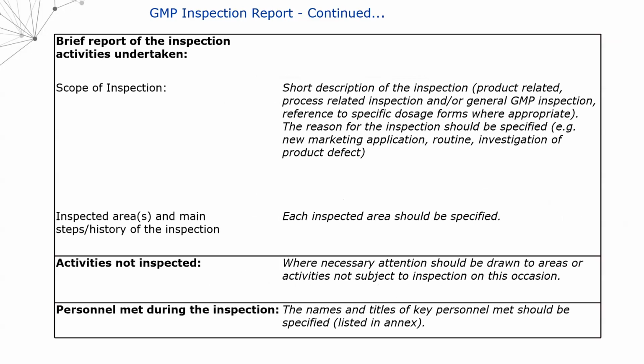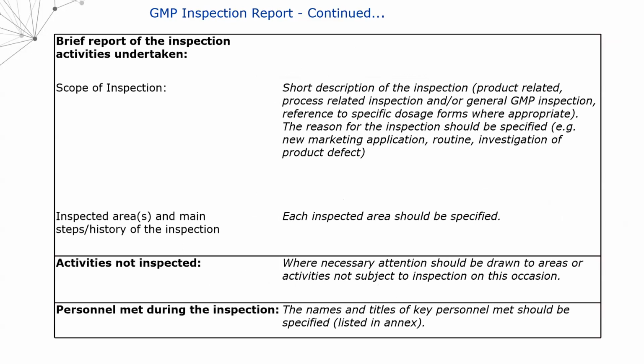And the brief report of this inspection activities, like the scope of the inspection. In that, a short description will be given: any product related or process related or GMP inspection, what kind of inspection it is, whether it is a routine one or for investigation purposes, what kind of audit it is. Those kinds of details will be given in the scope of inspection.